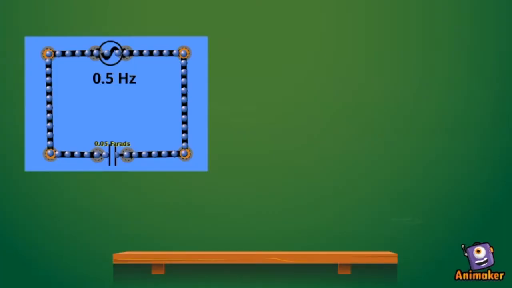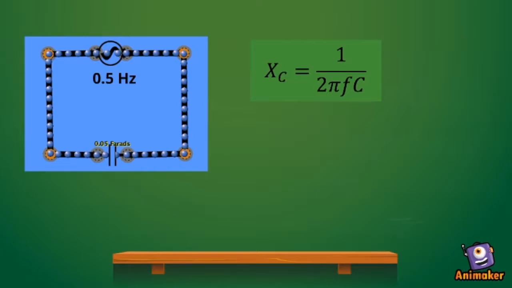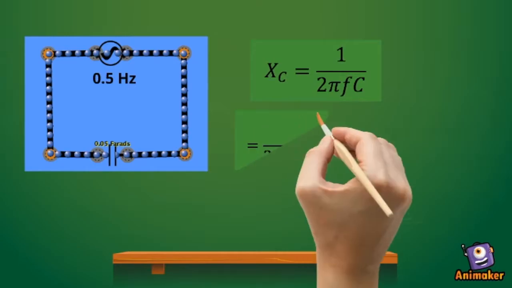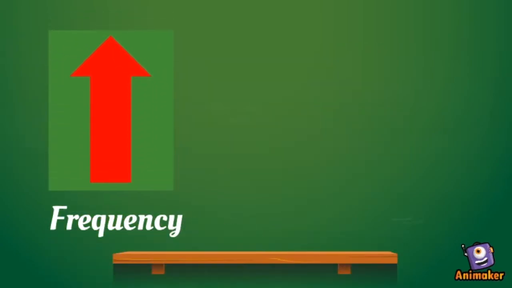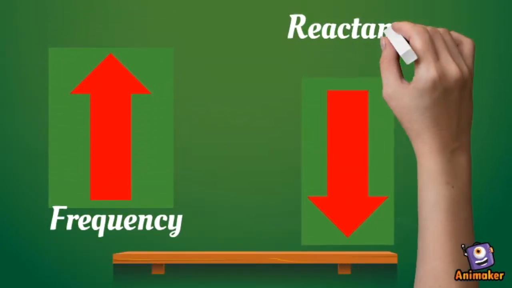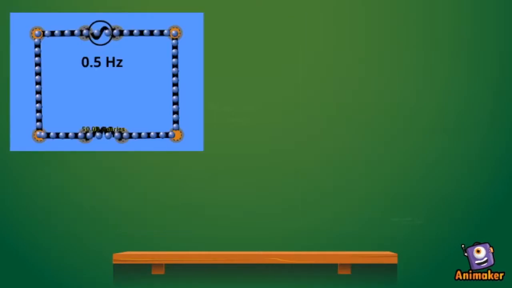To find the reactance, we use the formula reactance equals 1 on 2 pi Fc, which we know F is 0.5 Hz and C is 0.05 farads, which we can see on the circuit. Putting these values into the formula, we get this equation, which we then get the answer to be approximately 6.37 ohms. What we can determine from the formula is that because it is a fraction, as the frequency increases, the reactance decreases. Now, let's look at an example for an inductor.